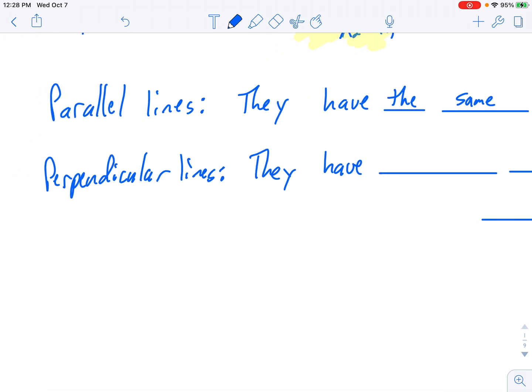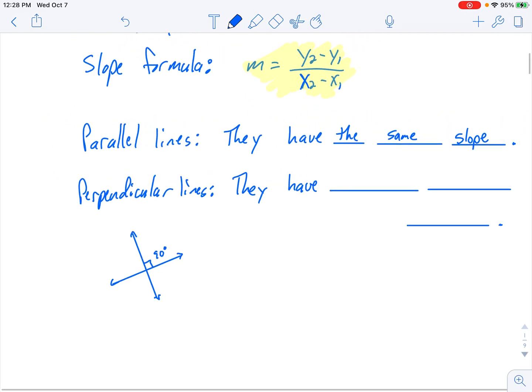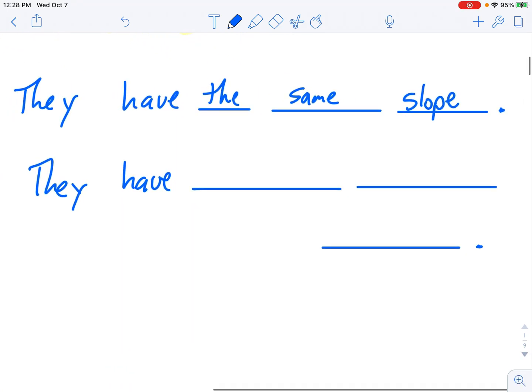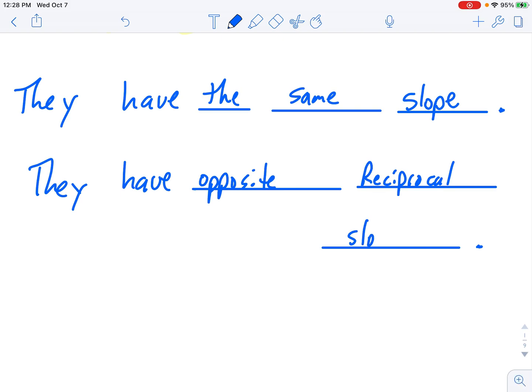Perpendicular lines. Now if you forgot what perpendicular means, perpendicular basically means two lines that cross each other at a right angle or a 90-degree angle. So when two lines are perpendicular, their slopes have a very special relationship. It's kind of hard to phrase. Here's how I always say it. Perpendicular lines have opposite reciprocal slopes. So opposite means one's positive, one's negative. Reciprocal means that if one is a over b, the other one is b over a.